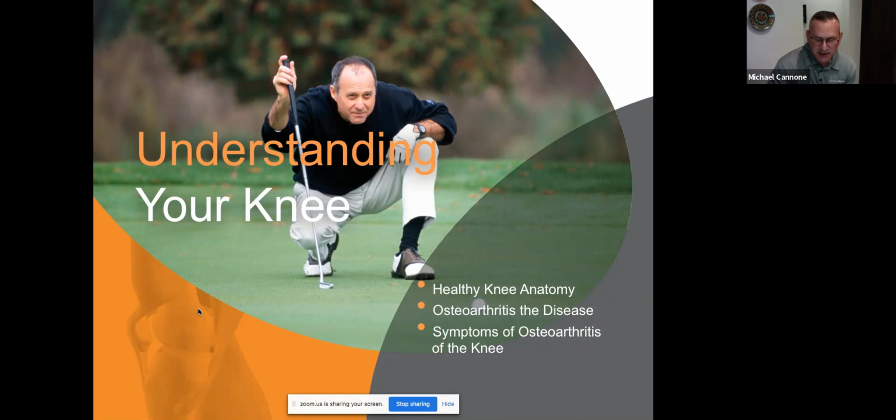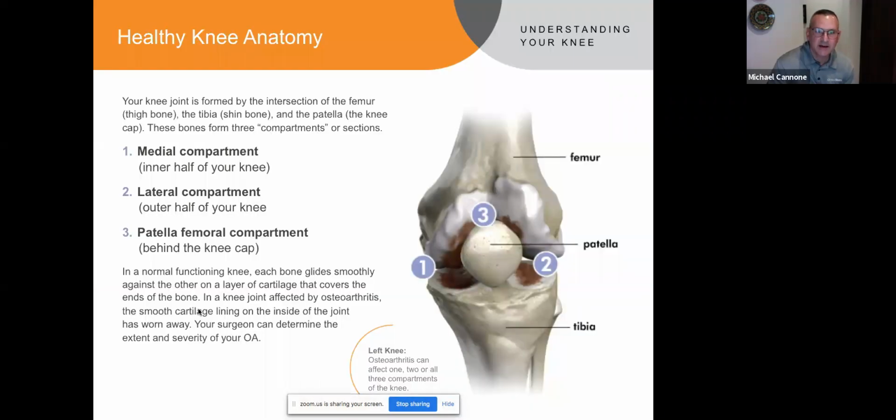And just because you have osteoarthritis doesn't mean that something needs to be done with your knee right away. There's symptoms associated with it, most commonly pain, and we'll talk a little bit about that in a minute here.